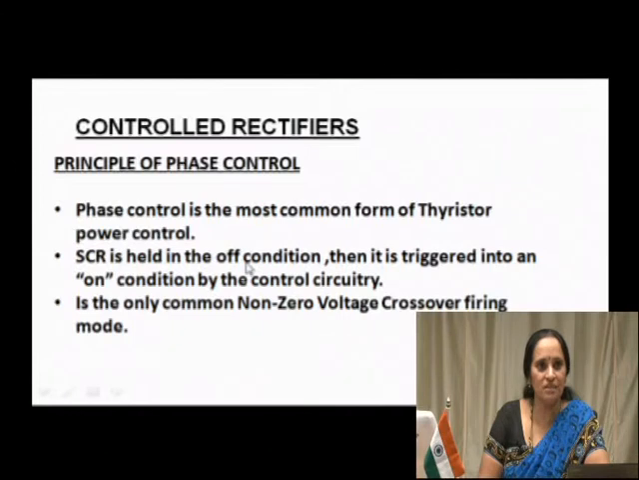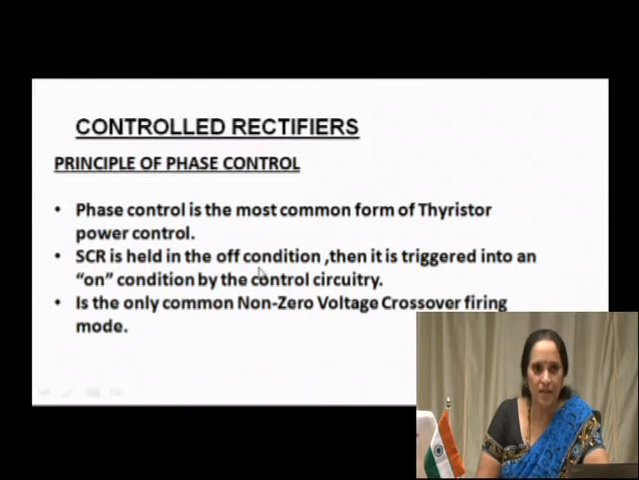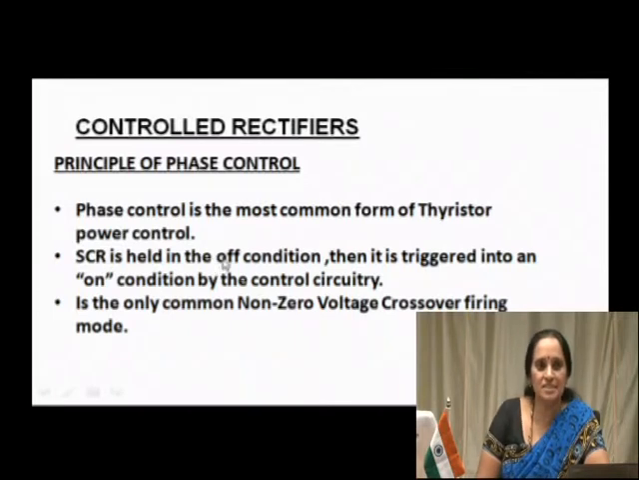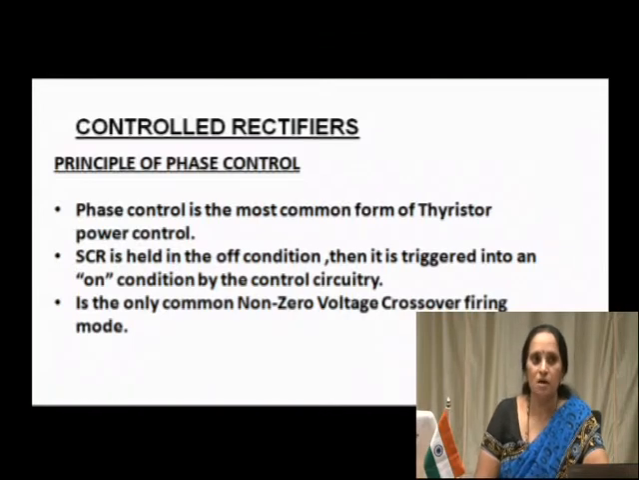I have already spoken in the previous classes about what is off and what is on, but once again I would like to tell you: in the off condition it works like an open switch, voltage is maximum, current is 0 or minimum, maybe leakage current. In the on condition it is working like a closed switch where current is very high and voltage is minimum.